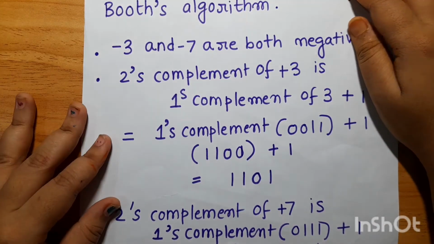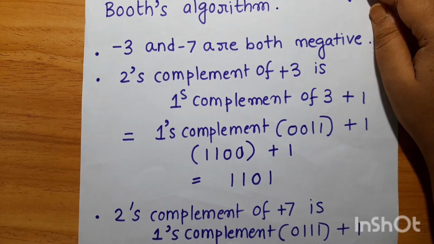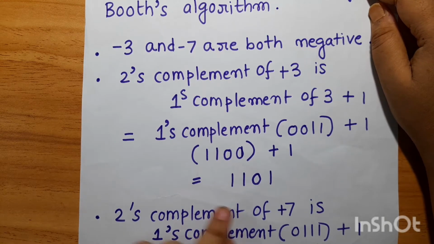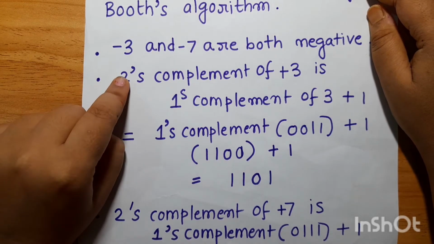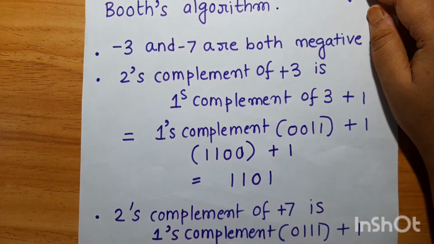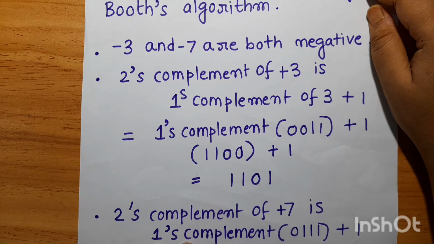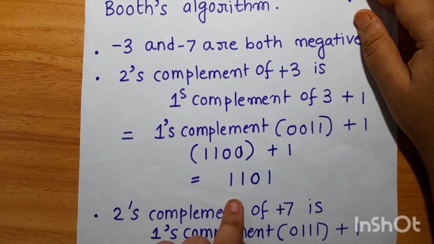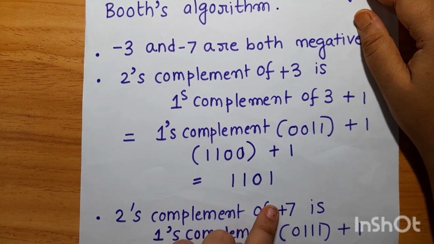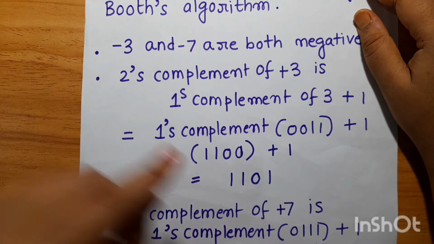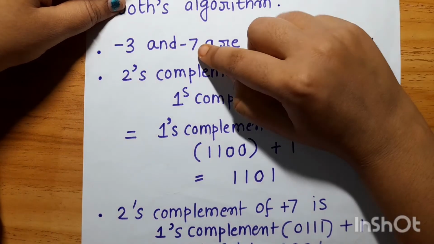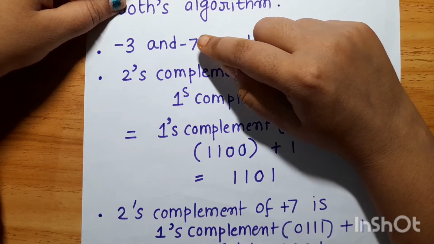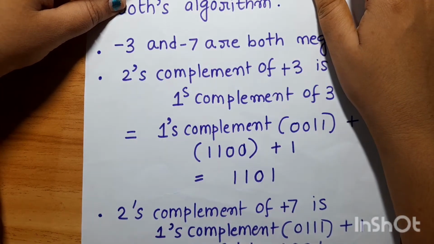So on doing the 2's complement of 3, I will get the binary value 1101. It is the negative value of 3 only. Now I will do the 2's complement of 7, and that actually gives the minus 7 value only.